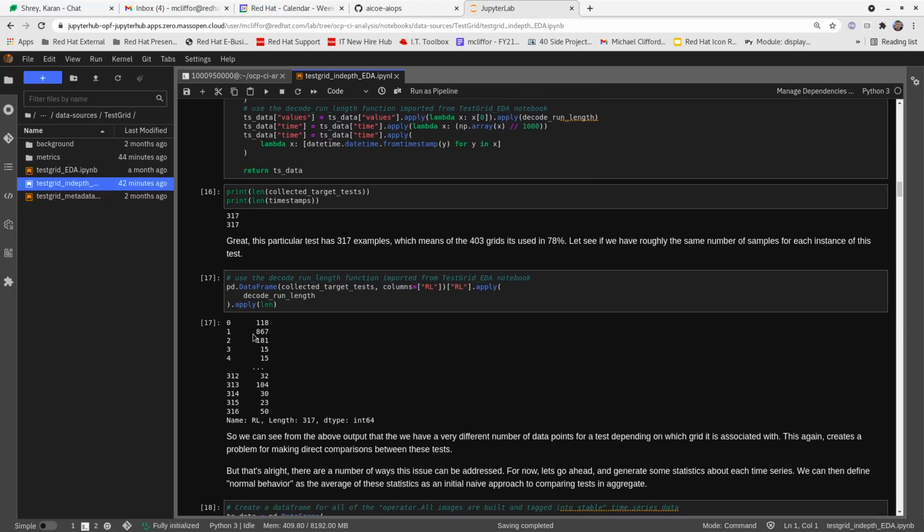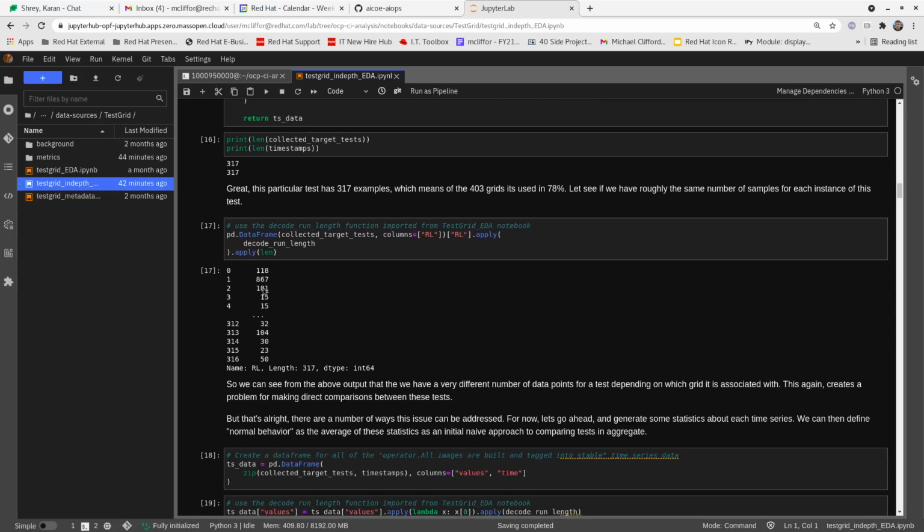When we do this calculation, we can see, unfortunately, that's not the case. One of them has 118 samples, one has 15, one has 867. So there's quite a variability in the number of samples that we have for this test across each grid. That again makes it a little bit difficult to compare the behavior of this test across the different jobs, the different grids.